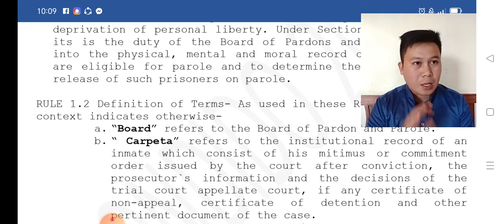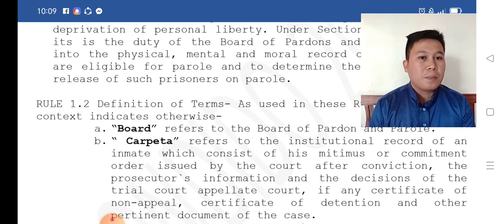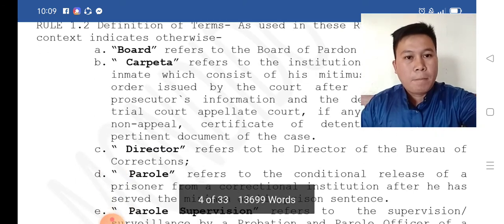So, tinanong yan. Halimbawa, the answer must be, halimbawa, tinanong yan, o kaya except, the answer could be mittimus or commitment order, prosecutor's information and decisions of the trial court, appellate court, or certificate of non-appeal and certificate of detention and other pertinent documents of the case. So, alam na natin kung anong composition ng karpeta. So, maraming bagay na pwedeng itanong itong karpeta. It's either siya ang itatanong kung ano siya o kung anong yung nakapaloob sa kanya.